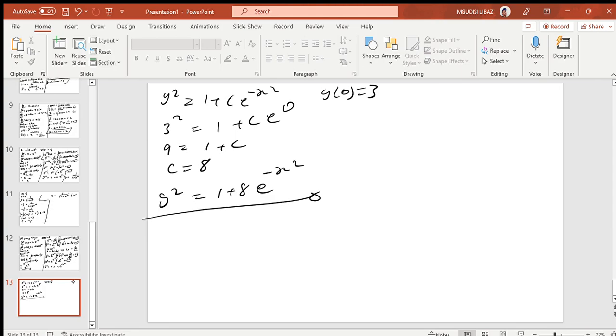So that's our solution. Obviously, if you are to make y the subject of the formula, you can simply say y is equal to the square root of 1 plus 8 e raised to negative x squared. So next problem.